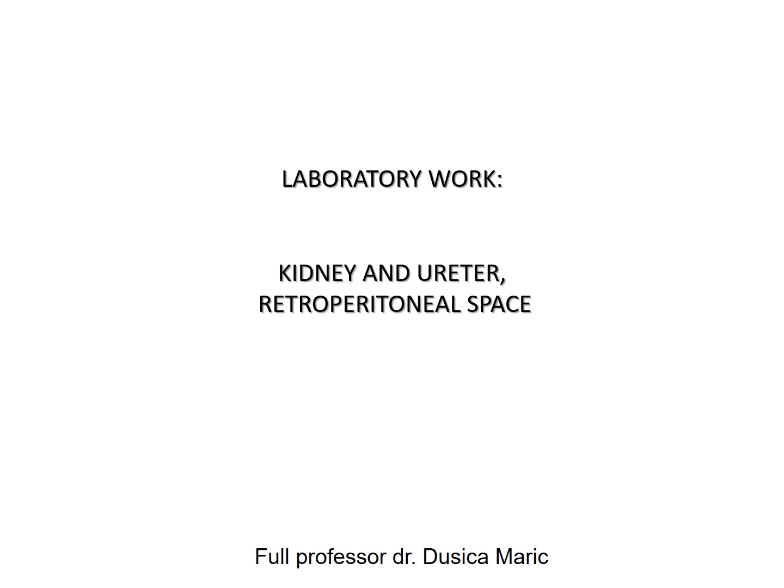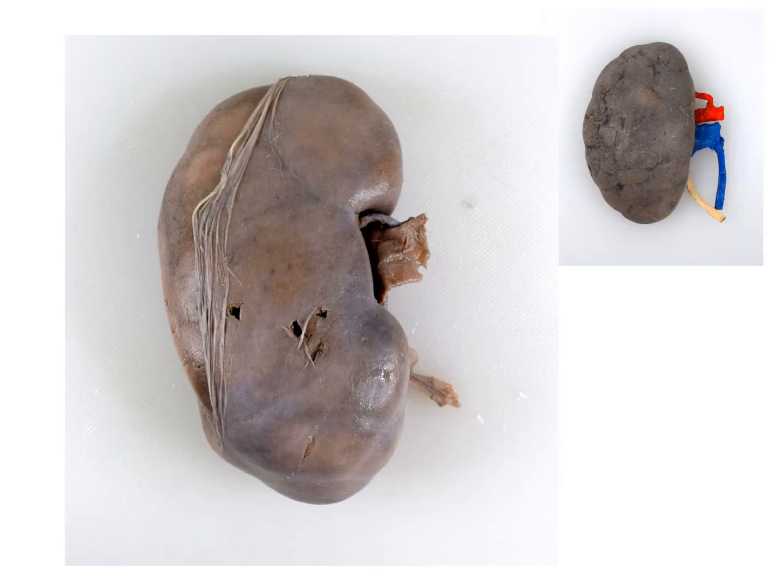Dear students, I will show you kidneys and ureters and vessels of the retroperitoneal space. This is the right kidney. How did I know that? Because I have to recognize renal vein, renal artery and ureter.